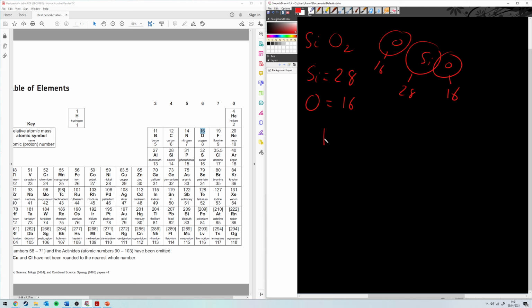So what is the relative formula mass of silicon dioxide? Well, I need to do 16 plus 28 plus 16. Let's get the calculator up so I don't mess it up. 16 times 2 plus 28. So the relative formula mass of this is going to be 60. That is the mass of one of these molecules. If you would like to have a go at that, it's a little bit of a challenge, but please do it, because that is GCSE, and if you can do it now, then you're going to be sorted for GCSE.